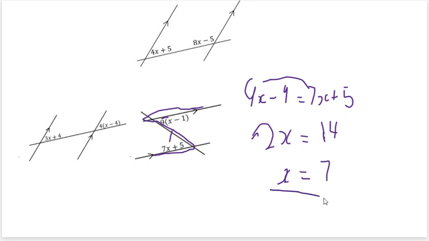Now, since we know the value of x equals 7, that means 7 times 7 is 49. 49 plus 5 is 54. So this thing here is 54. This angle here, 54. Now, these two I will leave for you all to do, so that you can see how your understanding is.